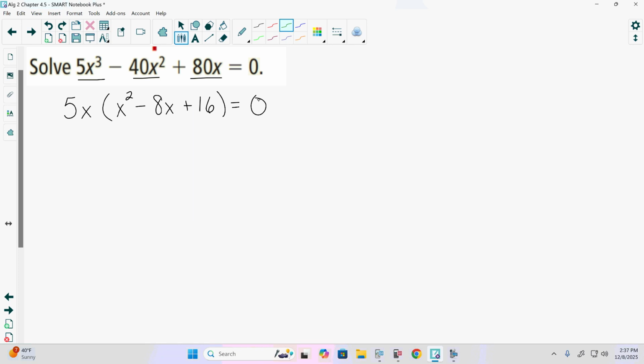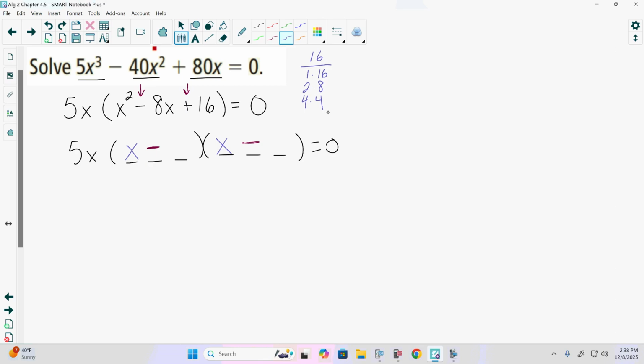Now at this point here, we'll factor the x squared minus 8x plus 16. Since the third term is positive, the signs are the same and match the sign of the middle term. If the third term had been negative, the signs would have been opposite. Factors of x squared, we only have one set, x and x. 16, on the other hand, we have a few sets of factors. 1 and 16, 2 and 8, 4 and 4.